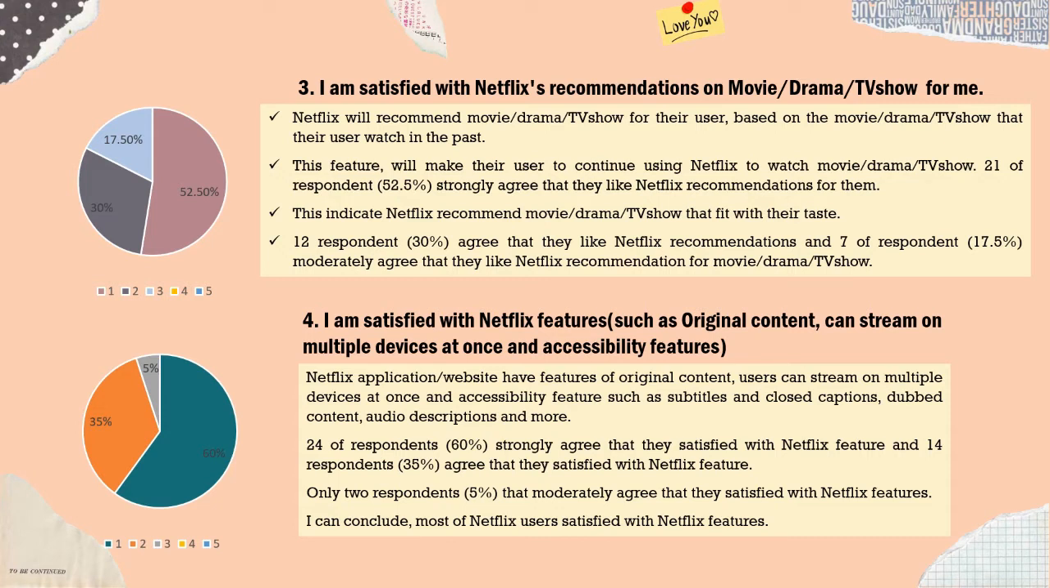Next, for number 4, I also see that most of the respondents are satisfied with Netflix features. The Netflix platform has features such as original content, the ability to stream on multiple devices at once, and accessibility features such as subtitles and closed captions, dubbed content, audio descriptions, and more. From the fourth graph, 24 of the respondents strongly agree that they are satisfied with Netflix features, and only 2 respondents, which is 5%, moderately agree.